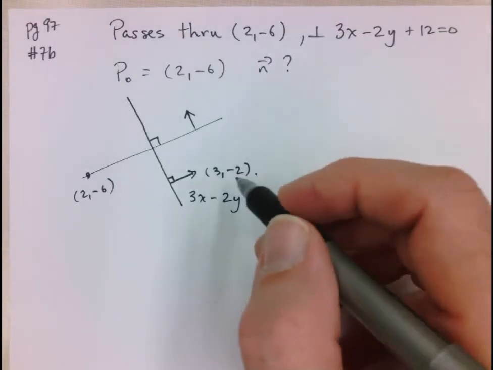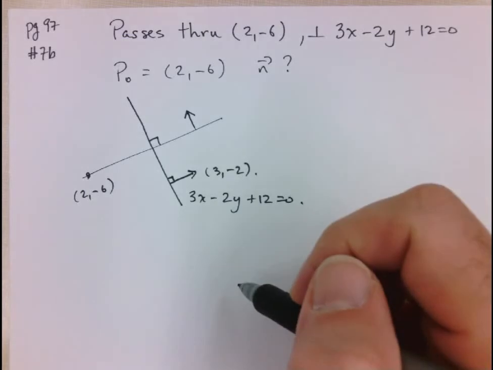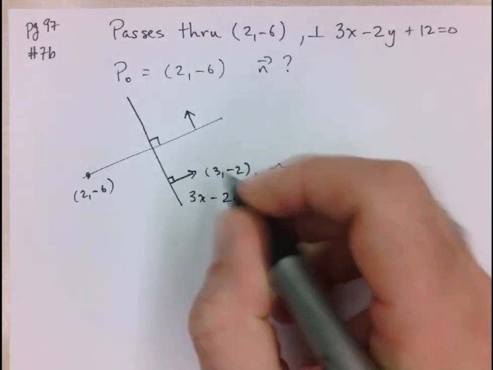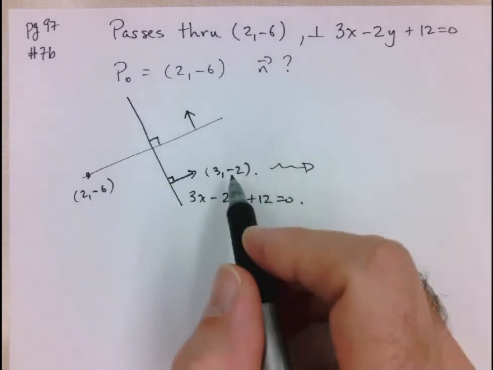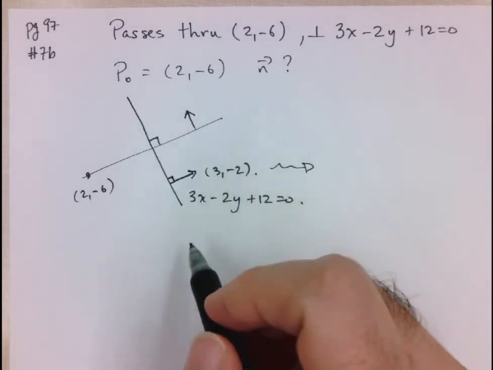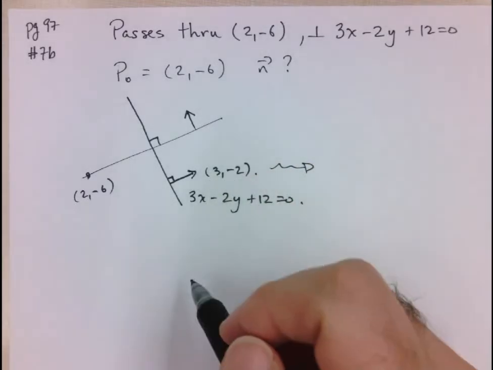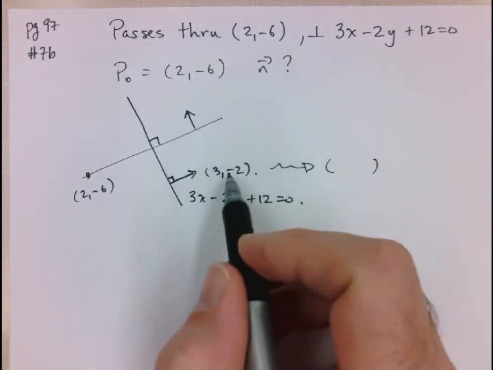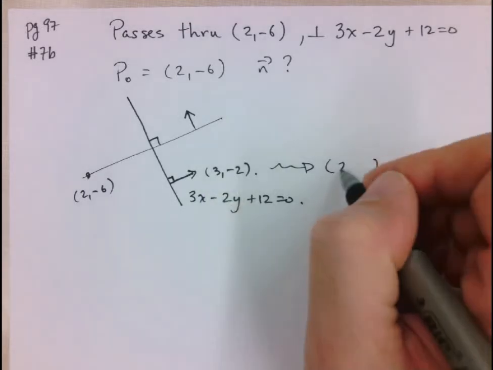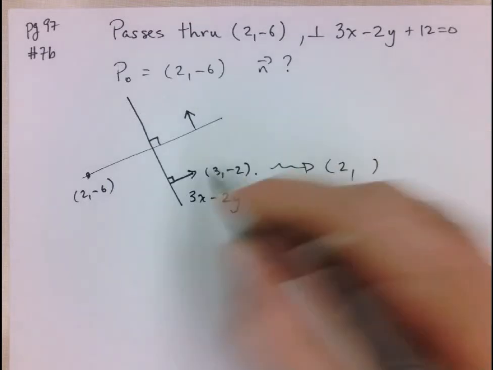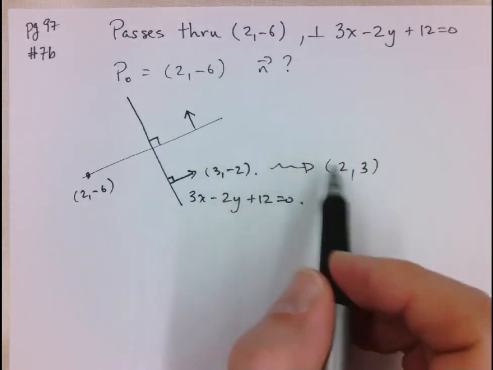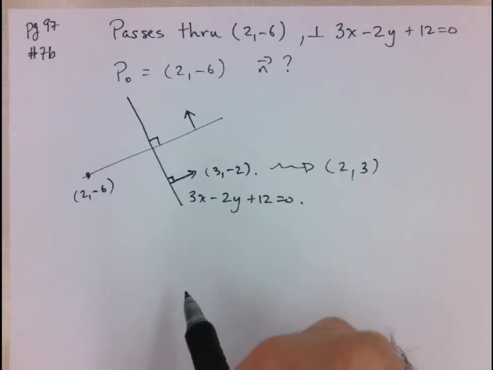A quick way to find perpendicular vectors is to take this vector here, and all you have to do is interchange the x and y components and change one of the signs. So here, if I interchange, the 2 goes to the x component, the 3 goes to the y component, and I'll change the sign of the -2 into +2.